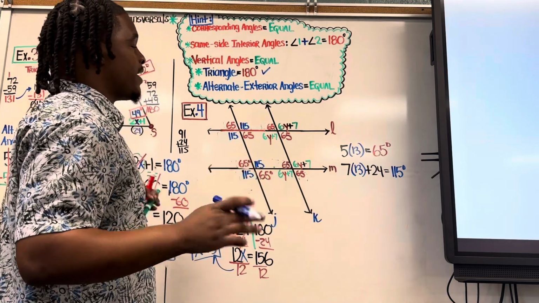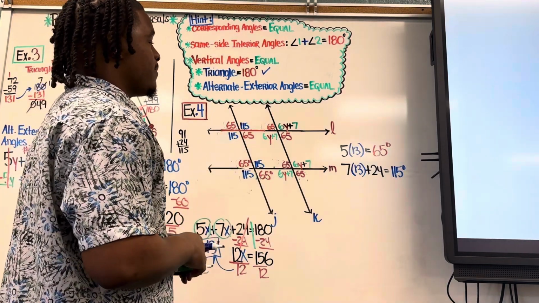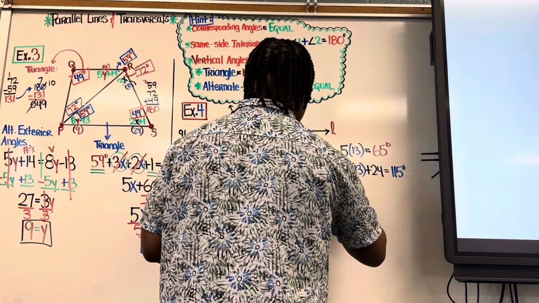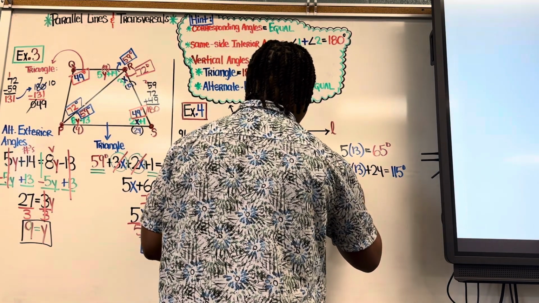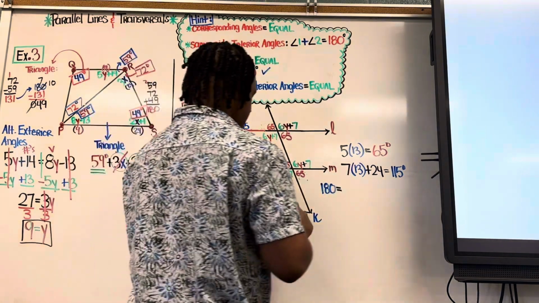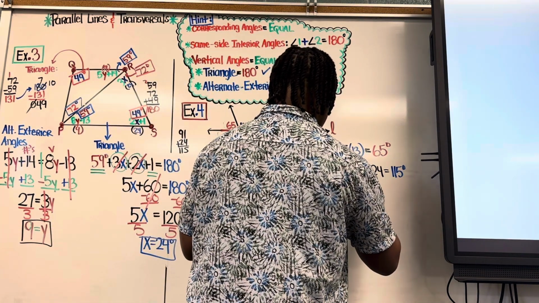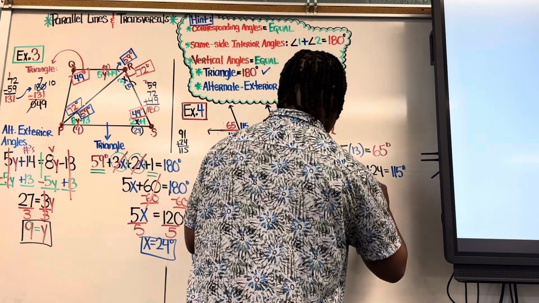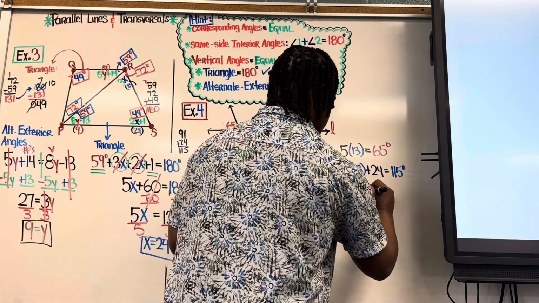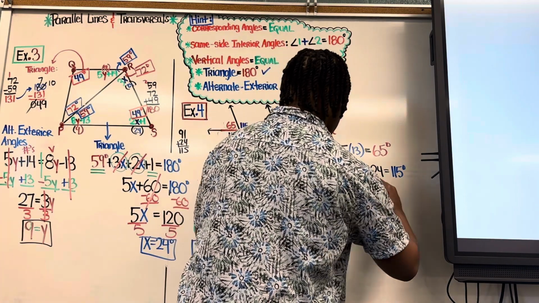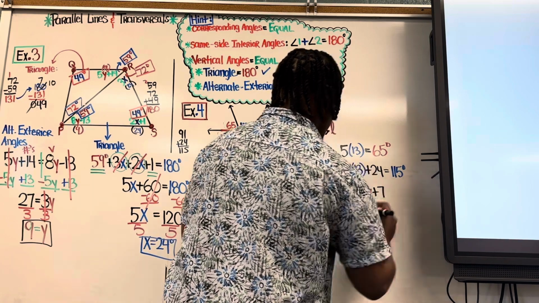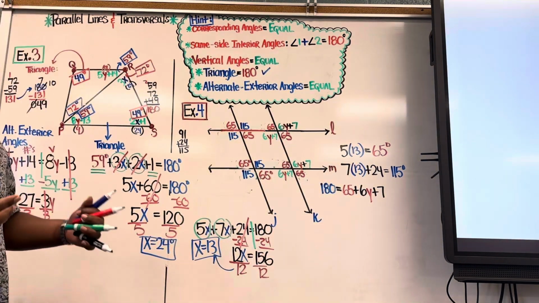But let's just still find out the value of y. Let's just act like we didn't know that. We need to find out the value of y, right? So once again, remember, a straight line equals 180. So I'm going to put 180 equals 65 plus 6y plus 7. Okay? In order for us to find out the value of y.